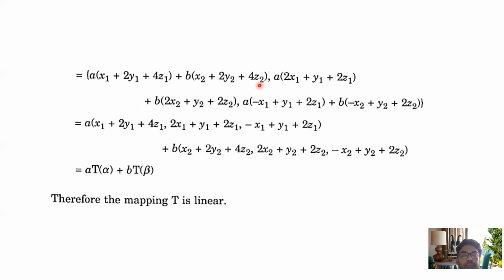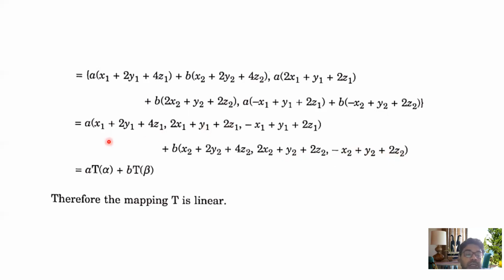Okay. So if I take common only A, that is x1 plus 2y1 plus 4z1, comma, 2x1 plus y1 plus 2z1, comma, minus x1 plus y1 plus 2z1. Similarly, if you take b common, that is x2 plus 2y2 plus 4z2, 2x2 plus y2 plus 2z2, comma, minus x2 plus y2 plus 2z2.